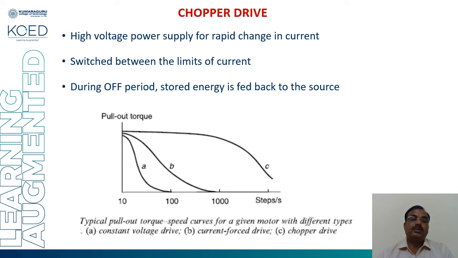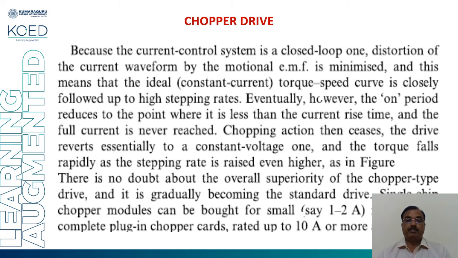Now the pull-out torque for the different drives we have seen so far: constant voltage drive, current forced drive, and chopper drive. Looking at this, the chopper drive is superior. That's what is mentioned here. The chopper drive is available in a single chip for 1 to 2 amps and in plug-in cards up to 10 amperes.